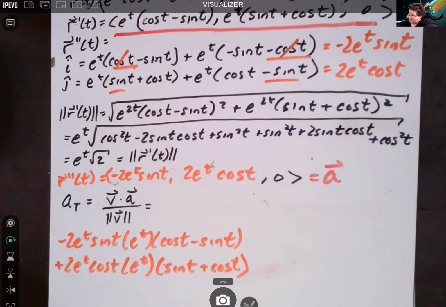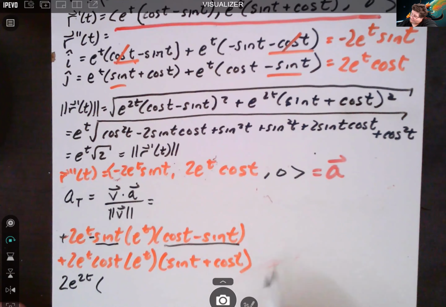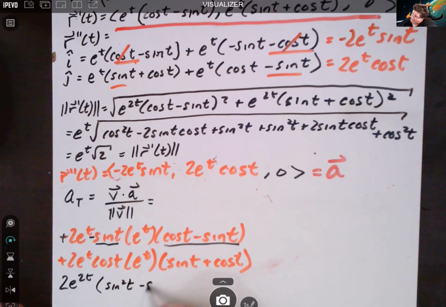So let's do some cleanup here. What do we got? They all have 2e to the t, 2e to the 2t, right? And then I've got sine t, negative sine t. Let's put the negative over there. Negative sine t times this part right here. So I've got negatives, I got positive sine squared t, and then minus sine t cosine t.